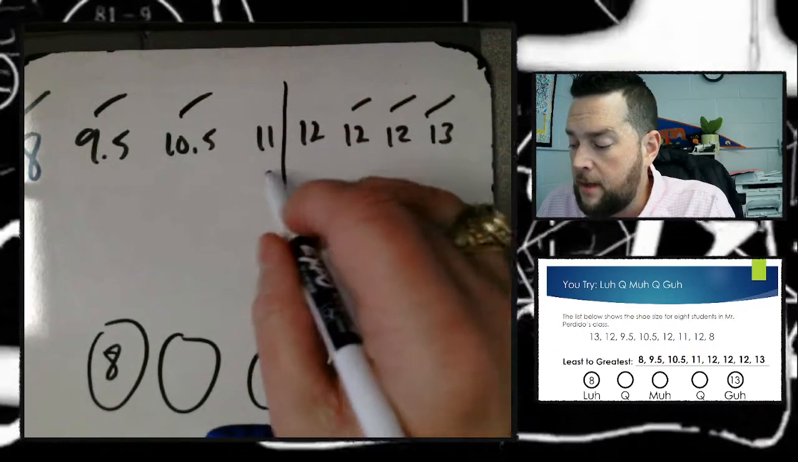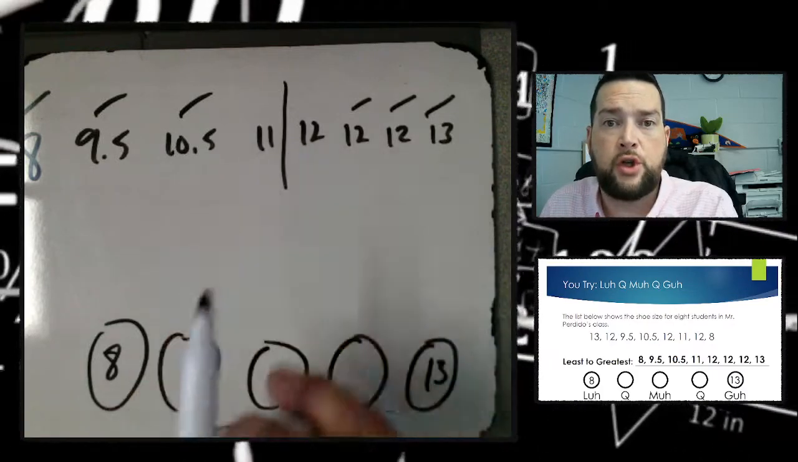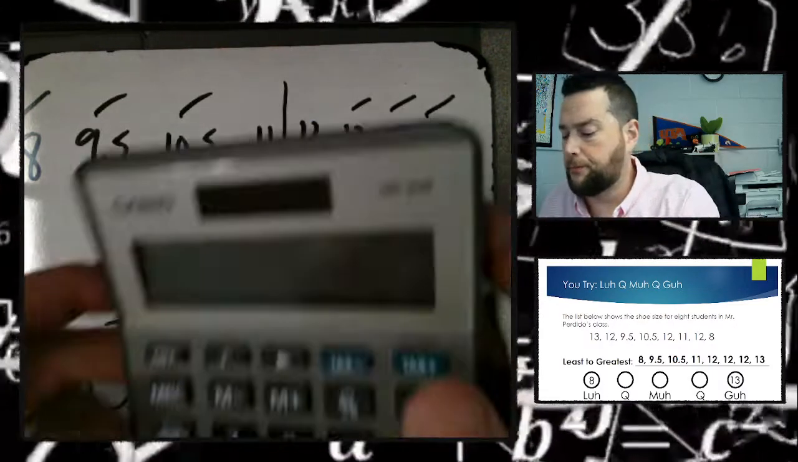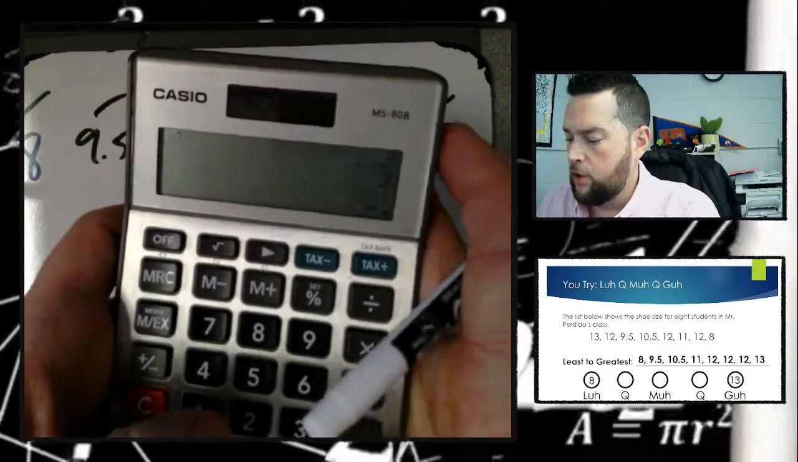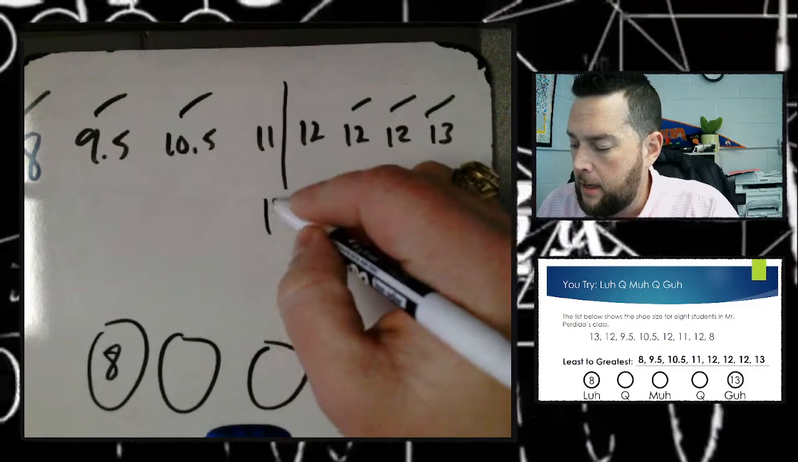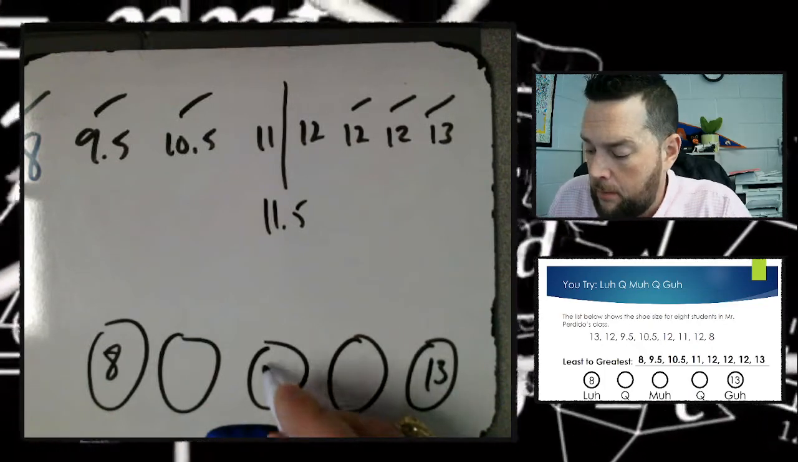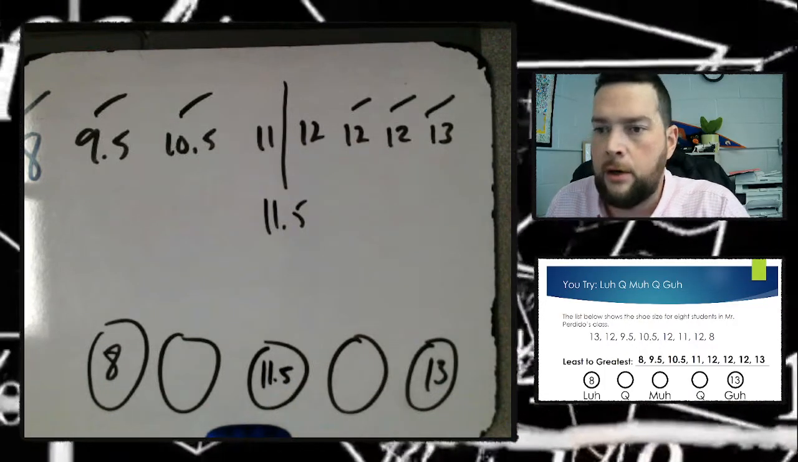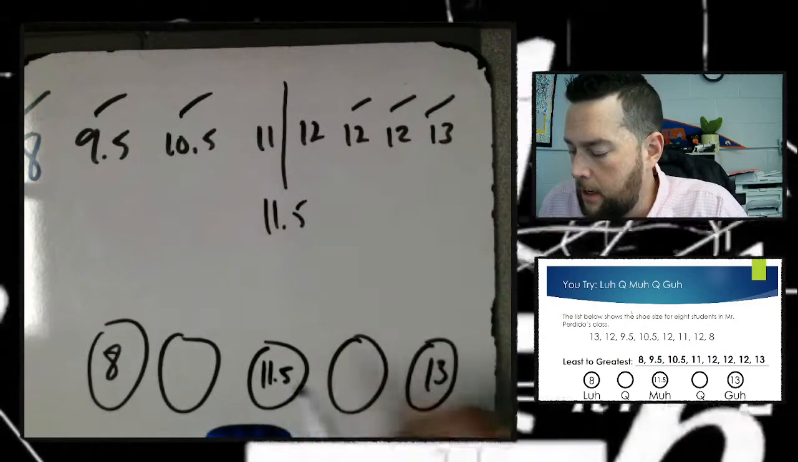In order to find the median between those 2 numbers, I'm going to add those 2 numbers together. So 11 plus 12 is 23, and then I'm going to divide that by 2, and that's going to be my median. Halfway in between 11 and 12 is 11.5. So I'm going to put that number right down here inside where the median goes, all right?